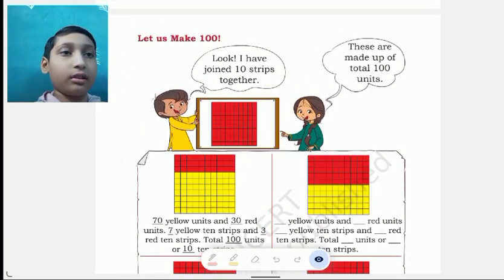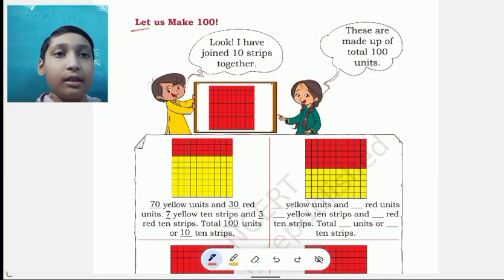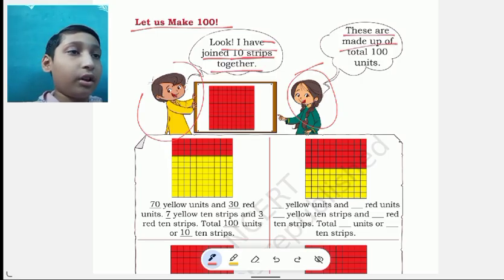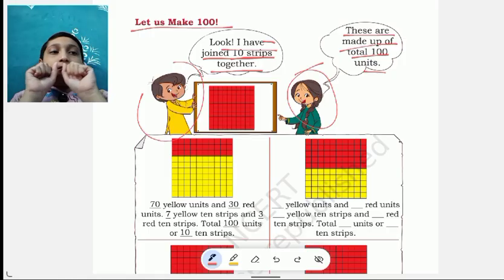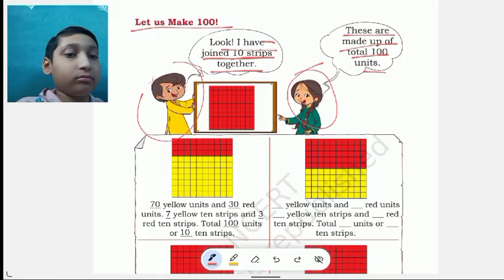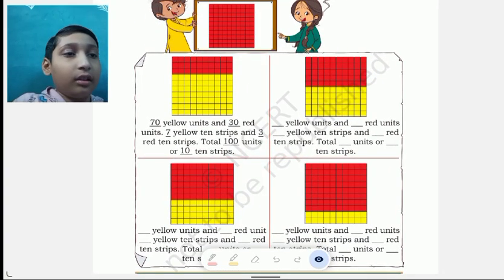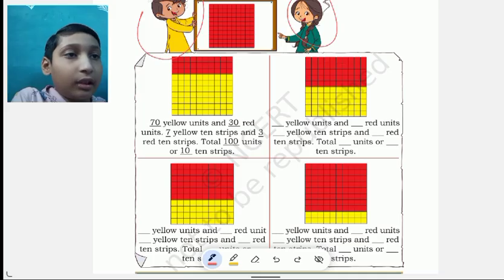Now this is a pretty hard example, but let us make hundreds. These two children have made hundreds. Look, I have joined 10 strips together. These are made up of a total of 100 units, meaning 10 tens. Okay, in this there is 10 in this entire thing.